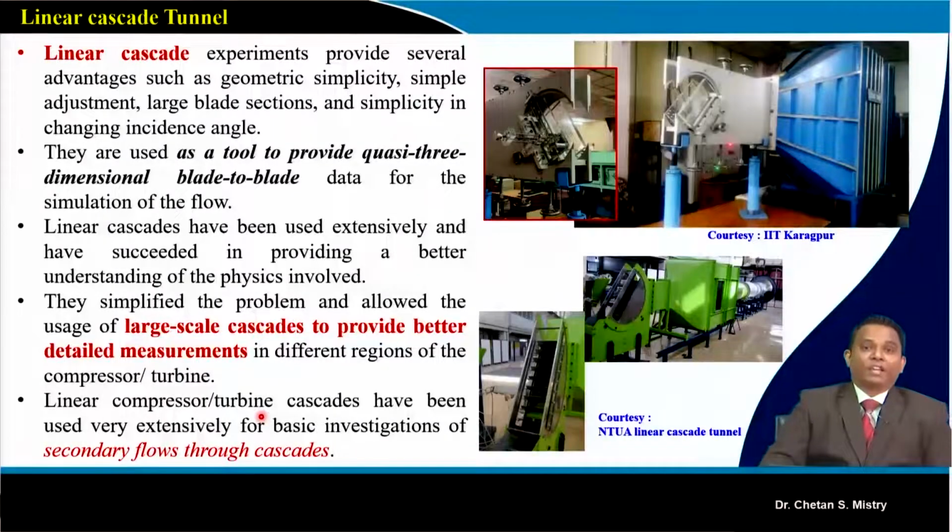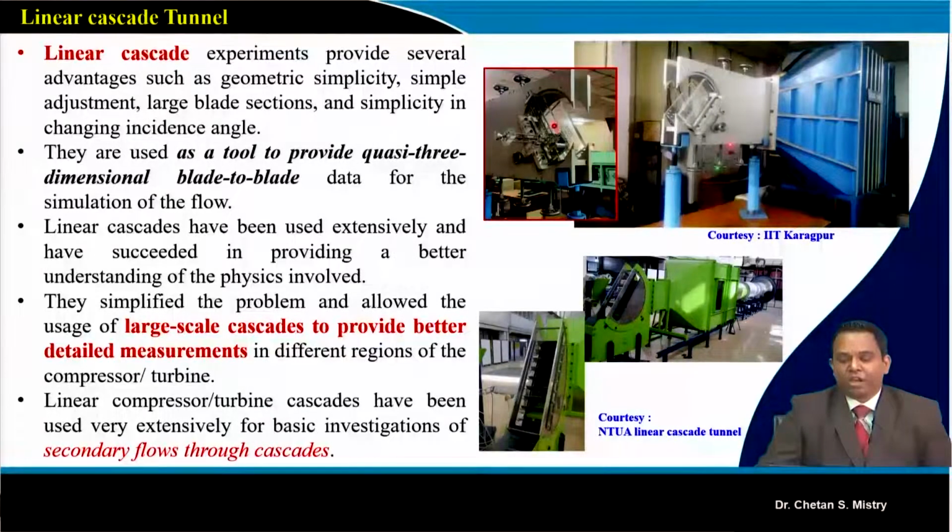Now coming again to the question: what are the uses of our cascade tunnels? Here, this is the linear cascade tunnel that is available at IIT Kharagpur. We can put our blades between these two test sections, and we can measure the inlet angle, the outlet angle, and the distribution of CP, all those things.